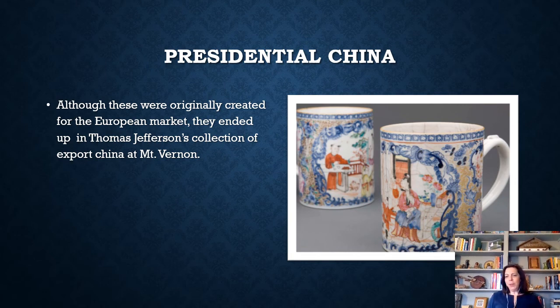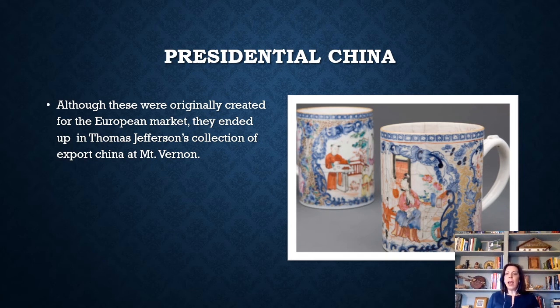And of course, Thomas Jefferson, the shopaholic, had to get in on the game. And this is an example. So this is china from Jefferson's collection that is still at Mount Vernon. And this actually wasn't imported from China. This is something that he would have purchased in Europe.